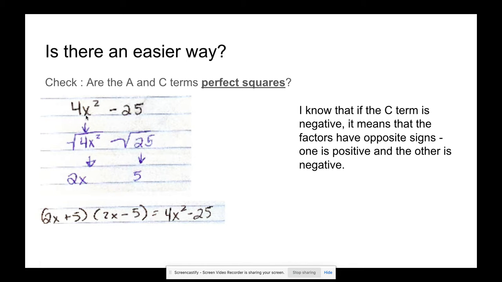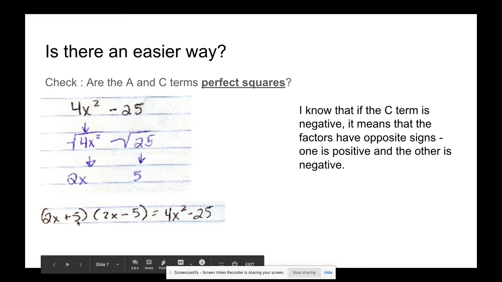So to solve this problem faster, I have 4x squared. I'm going to find the square root of it. Square root of 4x squared is 2x. And then the square root of 25 is 5. So I can write that out in my factored form.